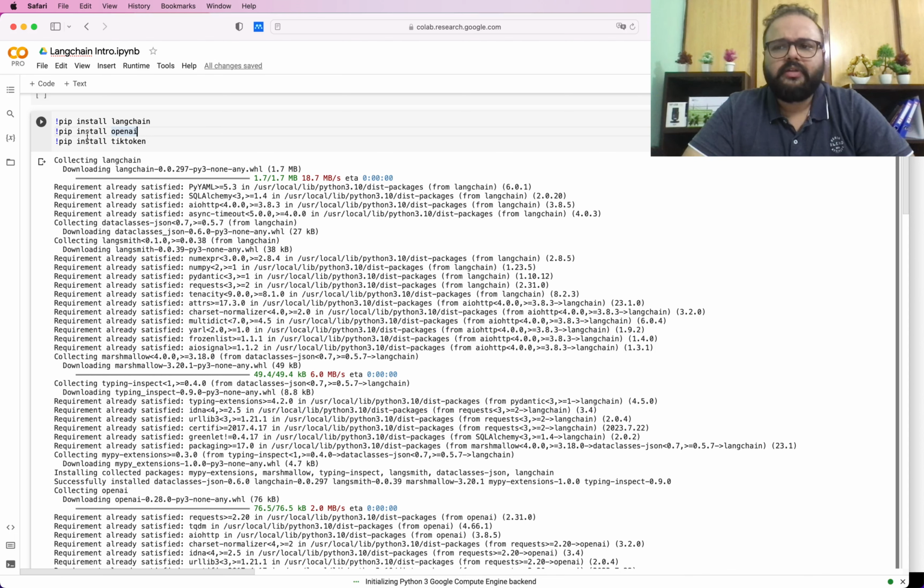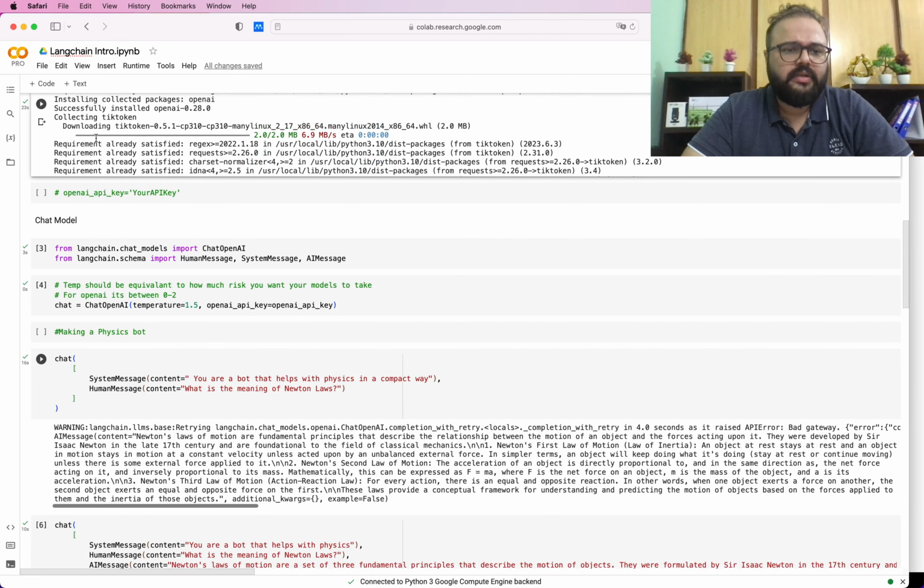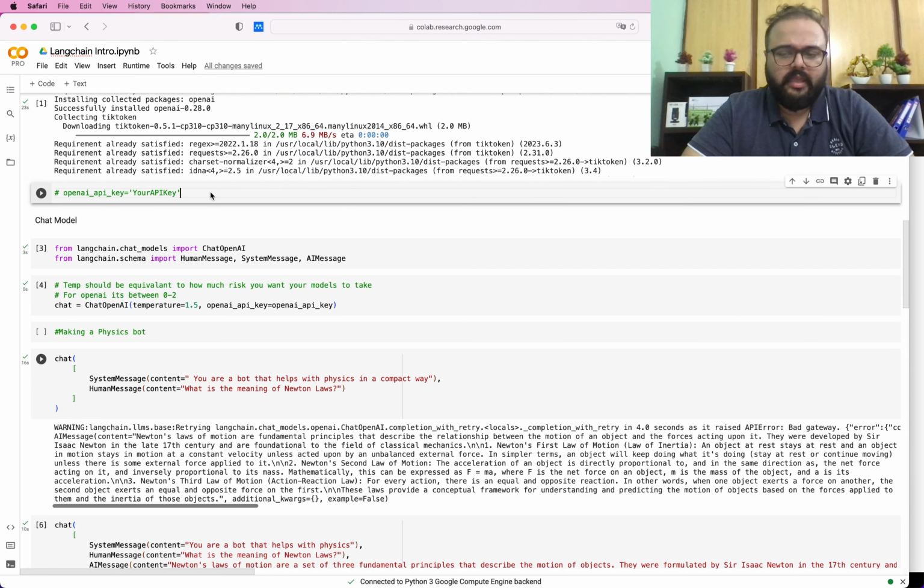The first thing first, the few libraries that you are going to need are Langchain, OpenAI, and TikToken. TikToken is a library that is used for embeddings by OpenAI. So it is also available, right? And we can do this. After you have installed all of these libraries, the next step is to enter your OpenAI API key.